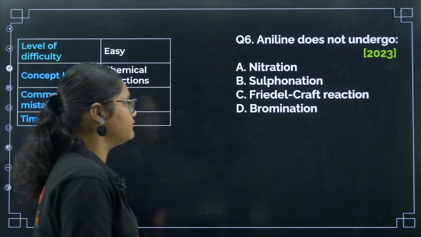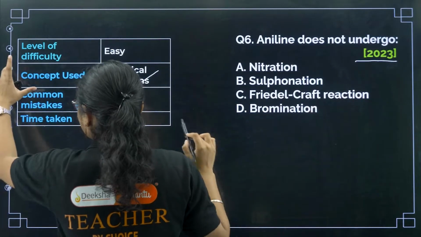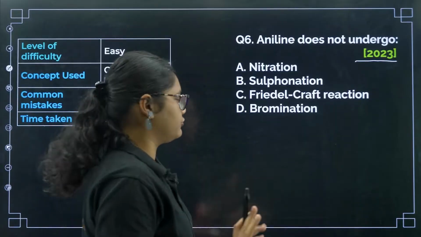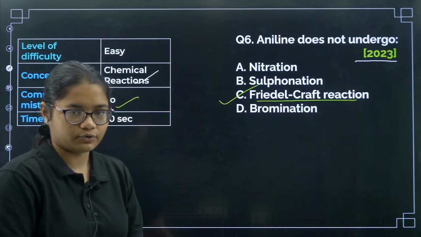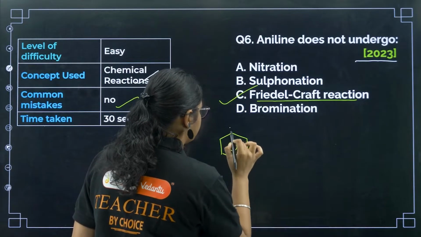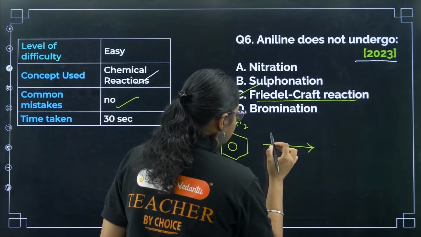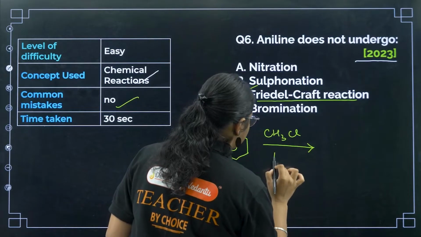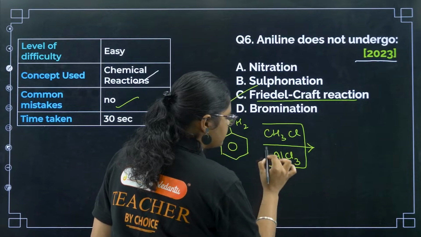Next, question number 5, aniline does not undergo, a 2023 question, again based on chemical reactions. This is also a very easy question, there should not be any mistake. It does not undergo Friedel-Crafts reaction. You know the reason? See, if we have aniline like this, for the Friedel-Crafts reaction I need, for example, CH3Cl in presence of AlCl3. What is the role of these two?